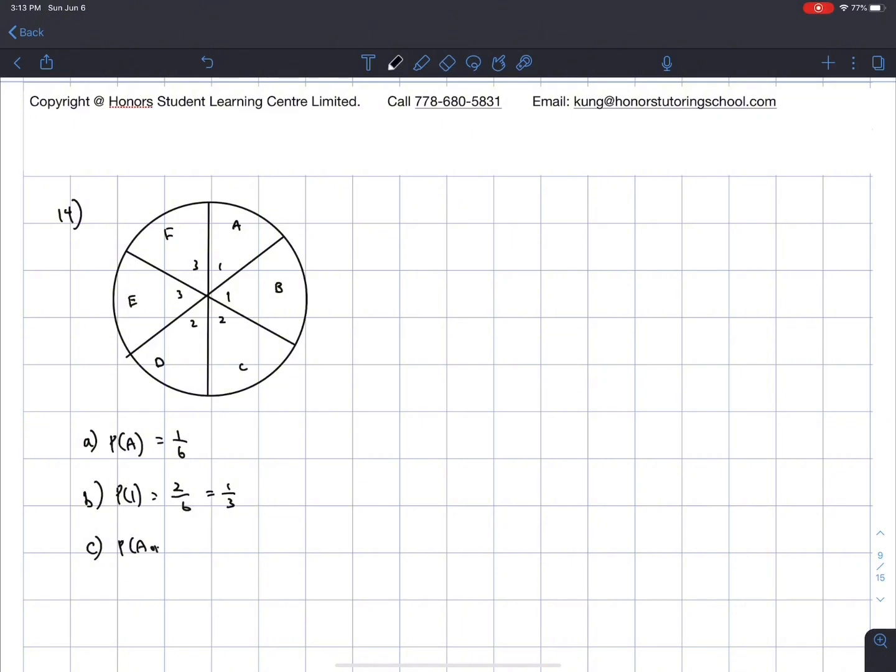Probability of A or C. So A is 1/6, C is 1/6. So we just add them up to get 2 over 6. And 2 over 6 is also 1/3.